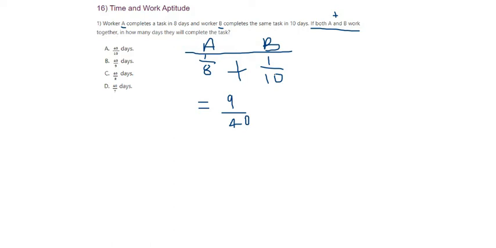It's very simple. Since we have taken 1 by 8 plus 1 by 10 using the fraction method, to find how many days worker A plus worker B take to complete the task, you can simply reverse this. The final answer is 40 by 9, which is your option B. Now, alligation and mixture aptitude.